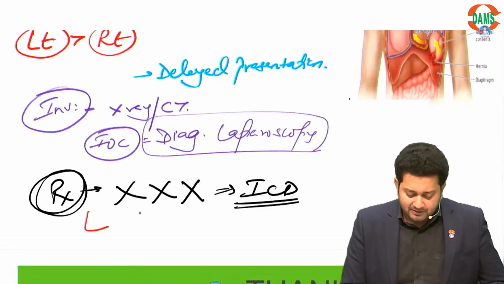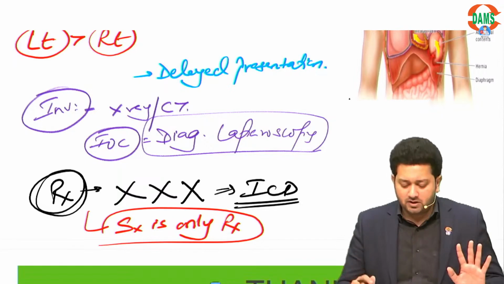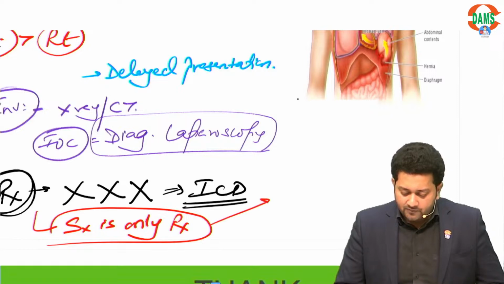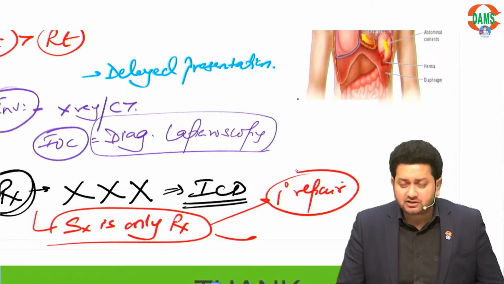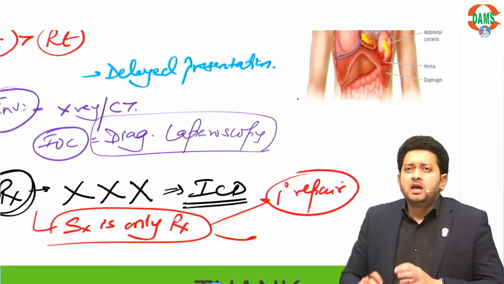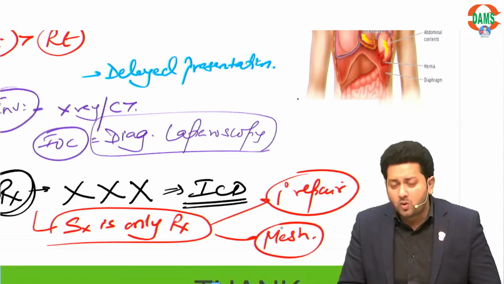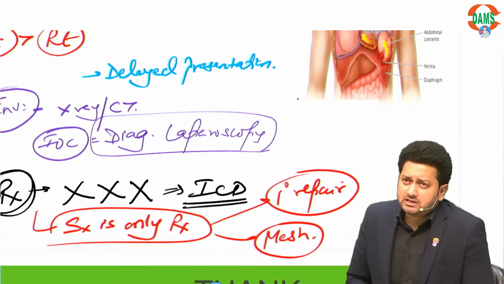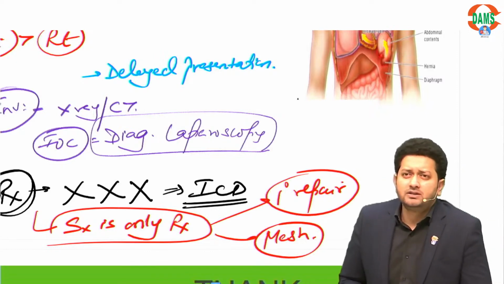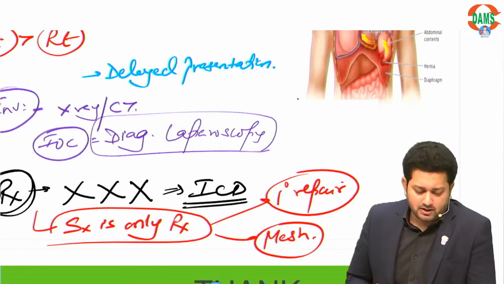Second thing is, surgery is the only treatment. No conservative treatment. Surgery is the only treatment. You can go for either a primary repair. If the injury is small, you just do the suture repair with a non-absorbable suture. If you think that the injury is big, then you can put a mesh also, but you have to do a surgical repair. If you think that it is going to heal on its own, that is not going to happen, and you have to repair it.